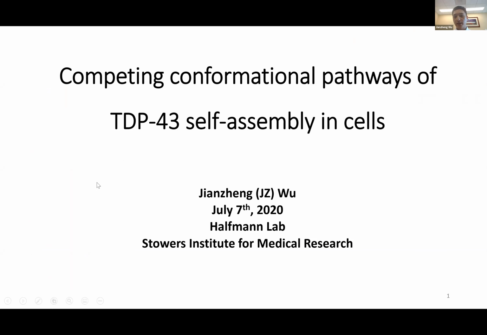So good afternoon, everyone. My name is Jianzhen Wu. I am a senior graduate student from Hoffman Lab at Stowers Institute. Today, I'd like to share our recent work on dissecting the aggregation pathway of TDP-43 low complex domain inside cells.